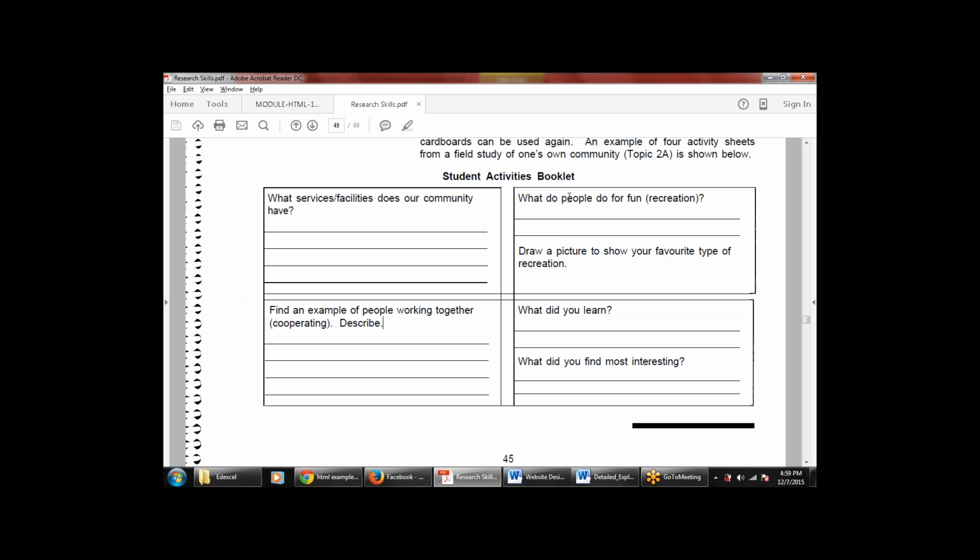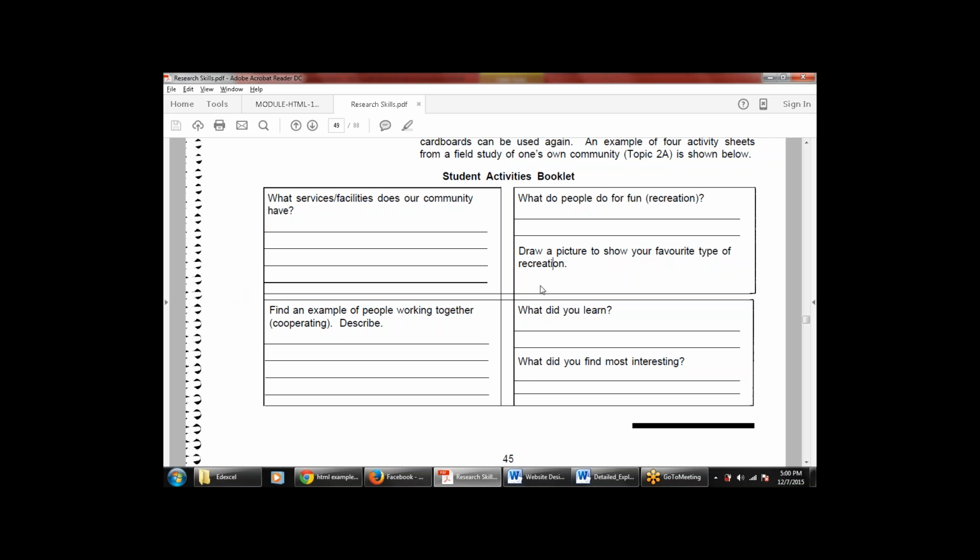Then what do people do for fun? That is recreation. So what do you think people will do for fun? That is recreation. Then draw a picture to show your favorite types of recreation. That is, draw a picture to show the various types of recreation that are carried out.